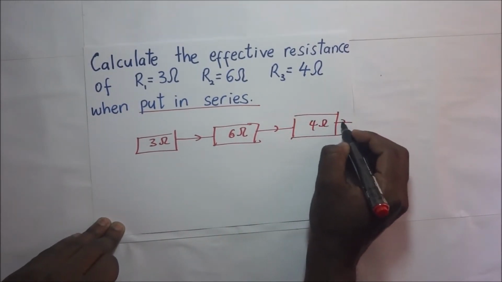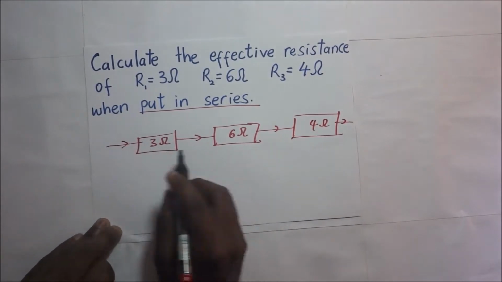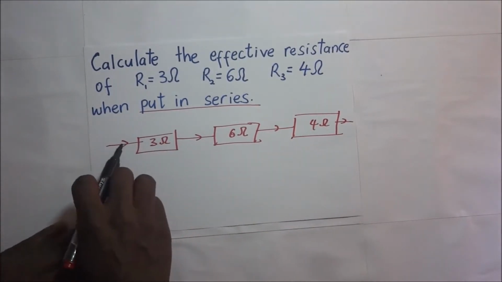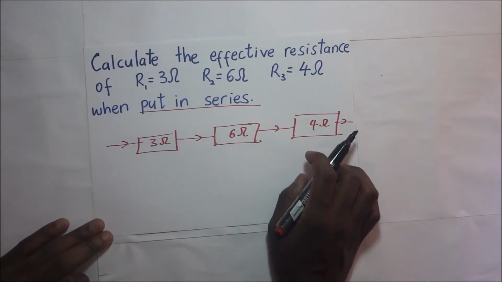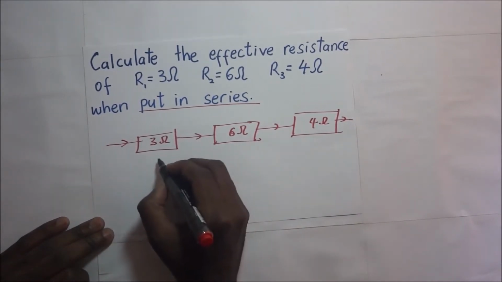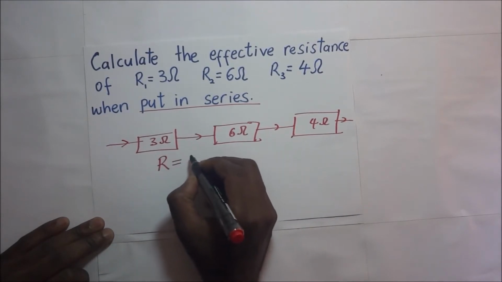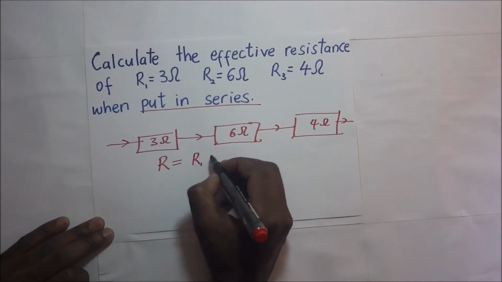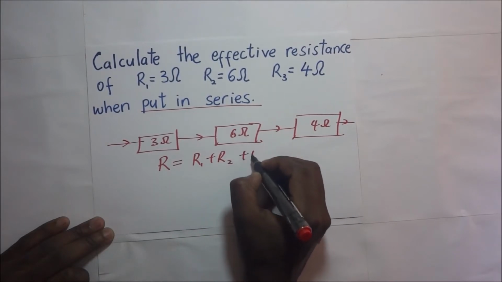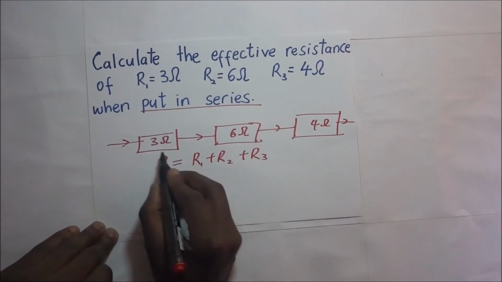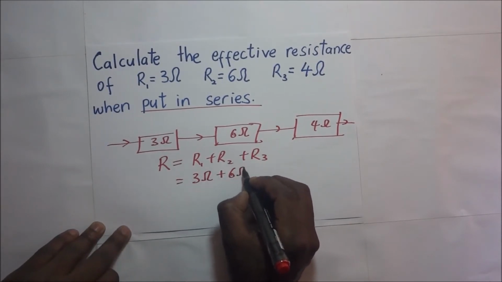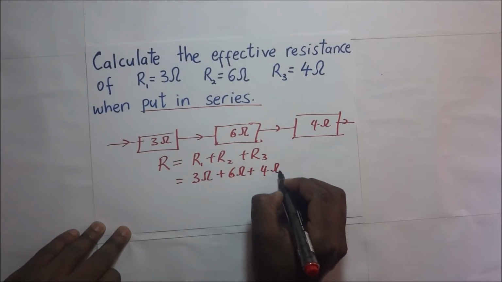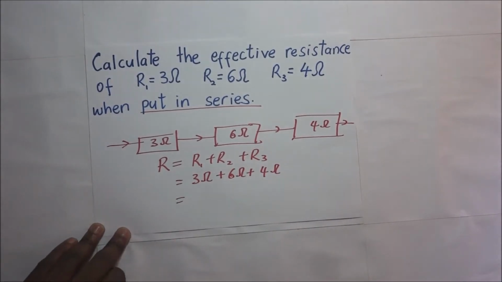4 ohms. Now, one thing we know about resistors in series is that they will have the same current going through them. So, to find the effective resistance of this in series resistance is going to be R1 plus R2 plus R3. And definitely our R1 is 3 ohms plus R2, which is 6 ohms, plus R3, which is 4 ohms. And our effective resistance right there will be 13 ohms.